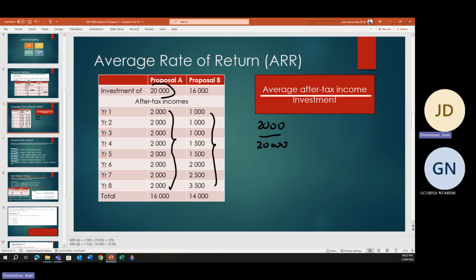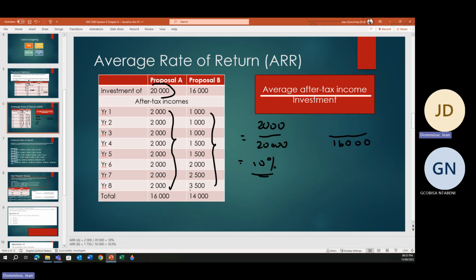So my average rate of return for proposal A would have been 2,000 divided by 20,000, which would have given us 10%. Okay, so if I want to then accept proposal B, it needs to have a bigger interest rate than 10%. Okay, so I don't know yet what the average is, but the initial investment was 16.